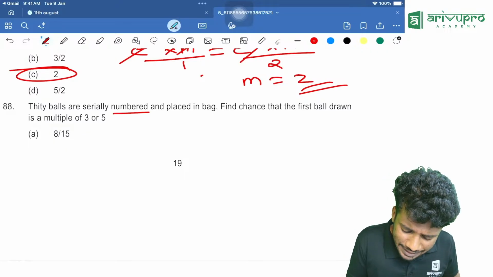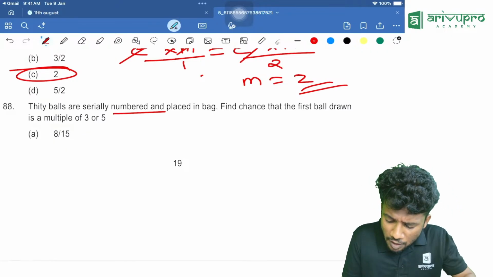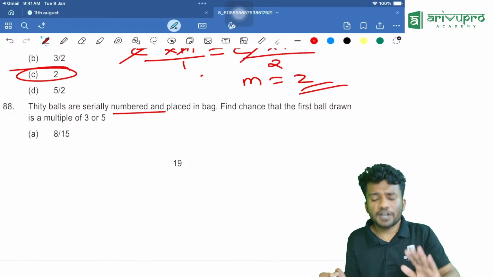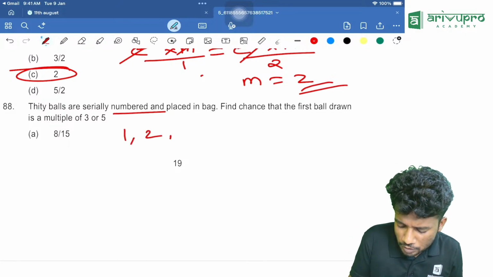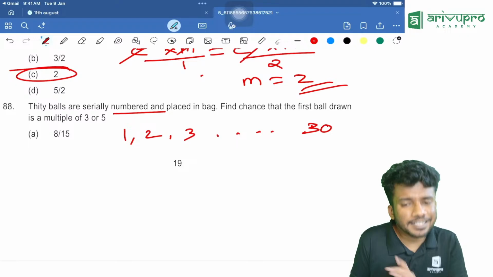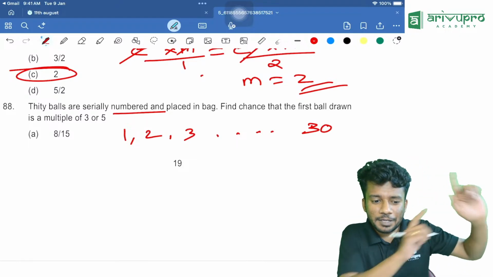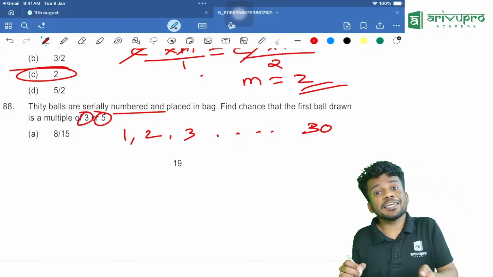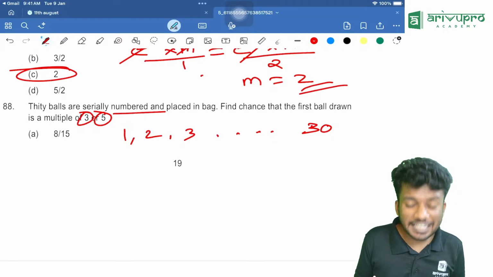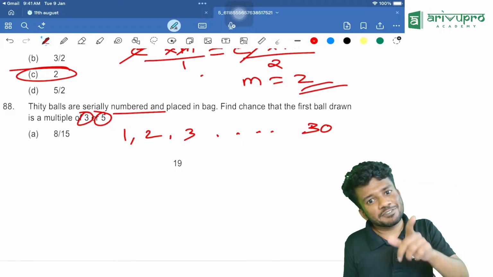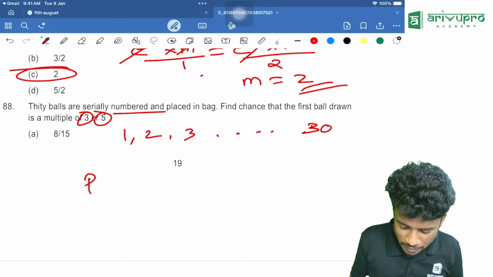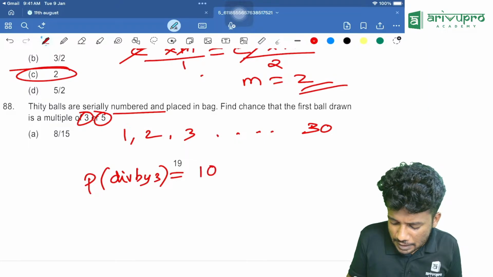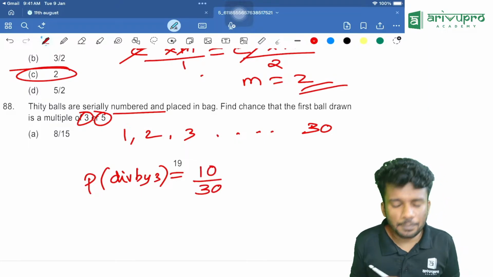30 balls are serially numbered and placed in a bag. Find the chance that the first ball drawn is a multiple of 3 or 5. Now, how many numbers are there? 1, 2, 3, up to 30 balls, serially numbered. That means 1 to 30. Now, what is the probability of getting a multiple of 3 or 5? That means we are finding the union: divisible by 3 union divisible by 5. How many numbers are divisible by 3? 10 are divisible by 3. So the probability is 10 by 30.